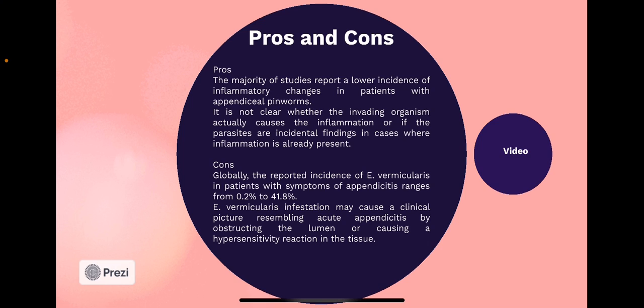Cons. Globally, the reported incidence of E. vermicularis in patients with symptoms of appendicitis ranges from 0.2% to 41.8%. E. vermicularis infestation may cause a clinical picture resembling acute appendicitis by obstructing the lumen or causing a hypersensitive reaction in the tissue.